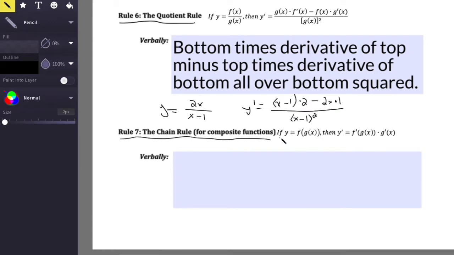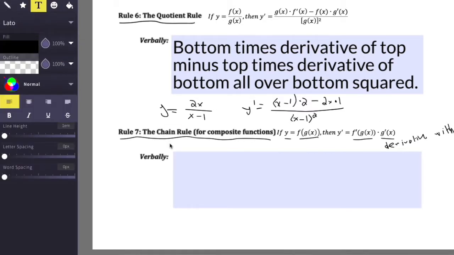Okay, finally, the chain rule. This is for composite functions, which you can think of as a function inside of a function. If you have y defined as f of g of x, then the derivative is going to be f prime of g of x times g prime of x. In other words, the derivative of the function in terms of g of x, but times this piece I often call the derivative within, or the derivative of the inside function. What's inside?